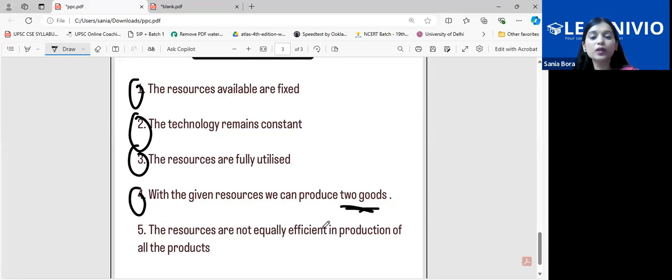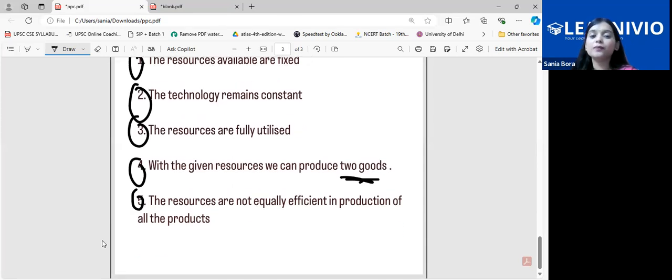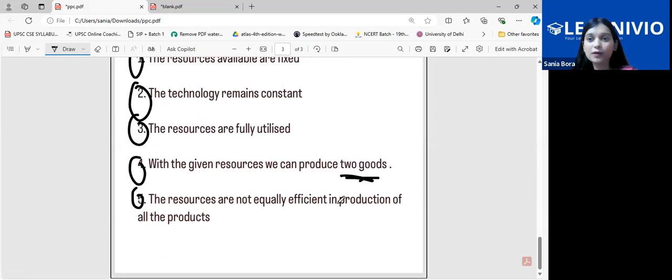And the resources are not equally efficient in production of all the goods. You have to make sure that with these resources, you cannot produce everything. Otherwise, you will say, ma'am, why are you only making potato chips? You can also produce something else, but you have to think that from this potato you can only produce potato chips, right? Because they are not equally efficient. For example, I am teaching you economics, but maybe I can't teach you accountancy because maybe I'm not efficient enough to teach accountancy. But the same, your accountancy teacher can't teach economics because they might not be that efficient.